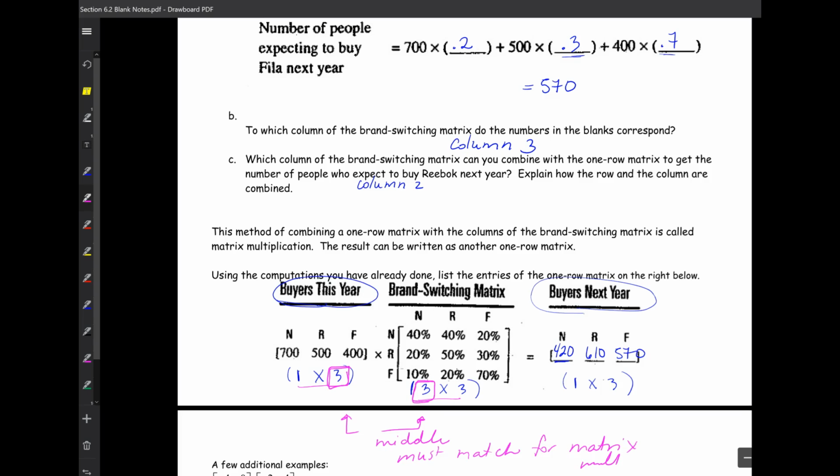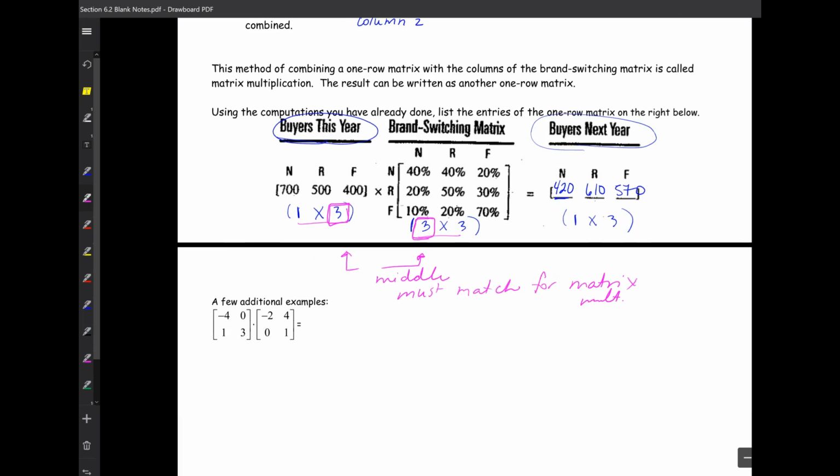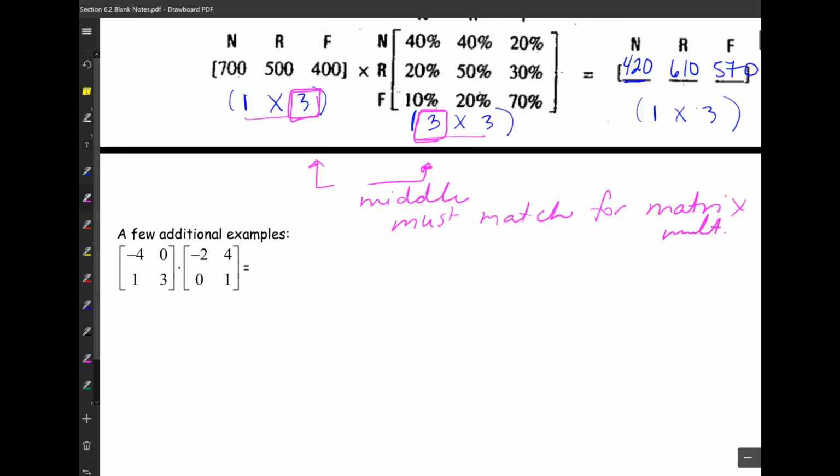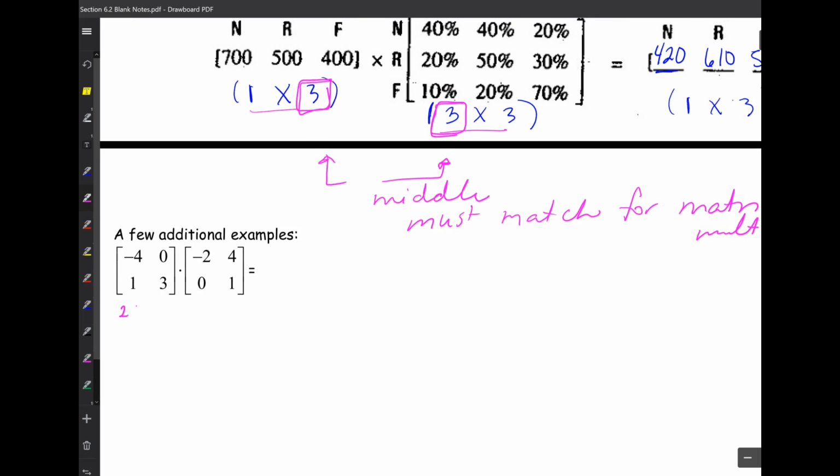Okay, so I have thrown in just a few additional examples just for us to really drive this home. Taking a look at this matrix multiplication, we have a 2 by 2 matrix multiplied by a 2 by 2. Is it possible to perform the matrix multiplication? Do the middle two match? Yes, and in fact, the resulting matrix is going to be a 2 by 2. Those outside dimensions are going to show you what the resulting matrix will be.